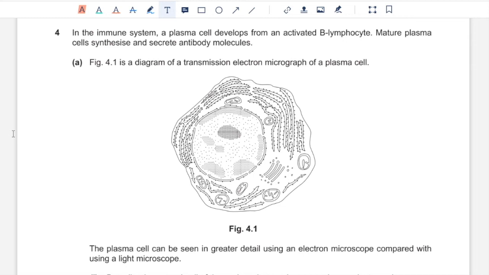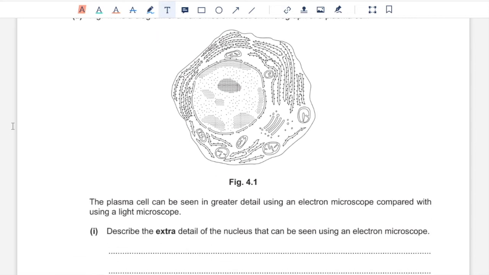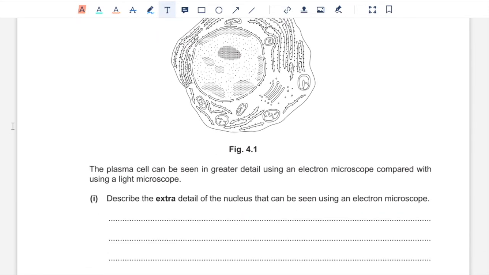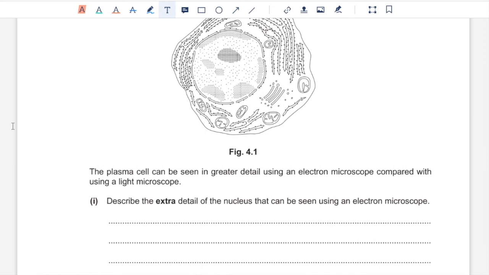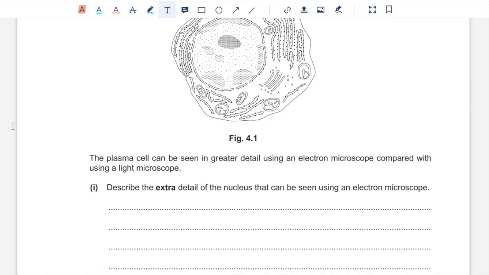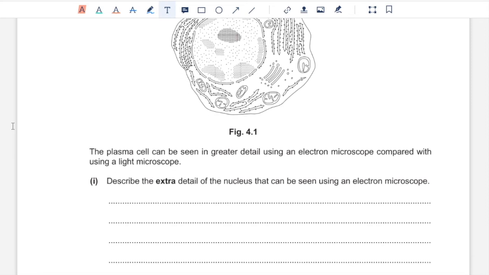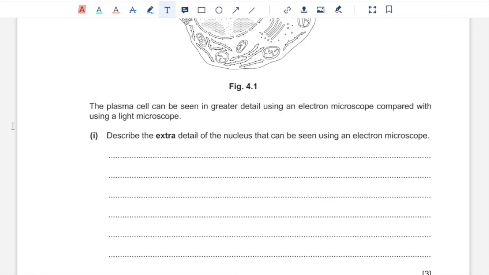4. In the immune system, a plasma cell develops from an activated B lymphocyte. Mature plasma cells synthesize and secrete antibody molecules. A, figure 4.1 is a diagram of a transmission electron micrograph of a plasma cell. The plasma cell can be seen in greater detail using an electron micrograph compared with using a light micrograph. Describe the extra detail of the nucleus that can be seen using an electron microscope.